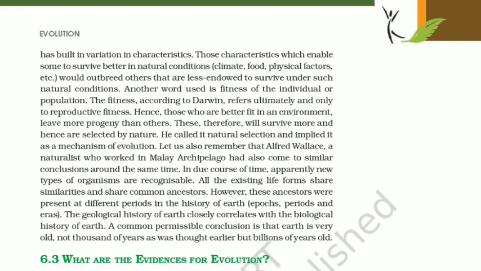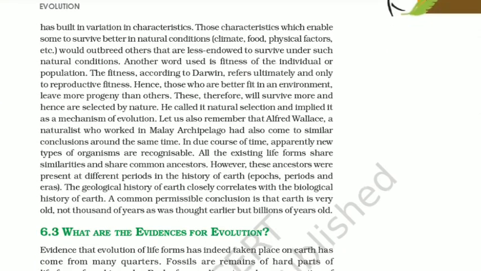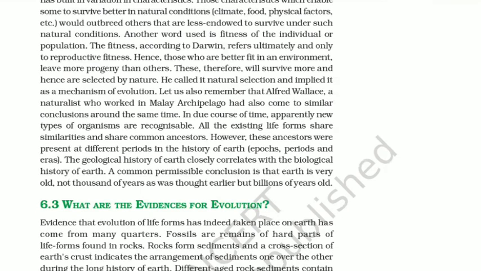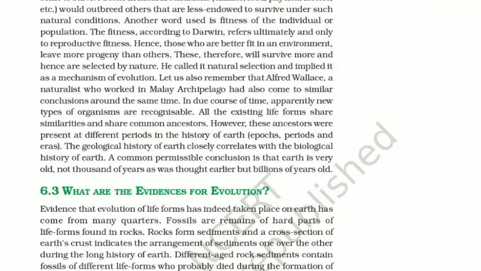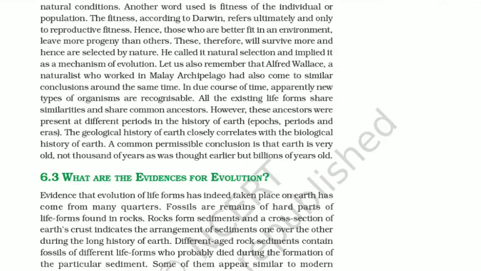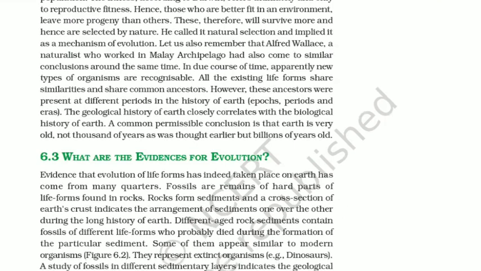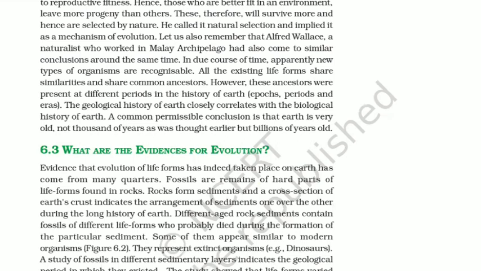Any population has built-in variation in characteristics. Those characteristics which enable some to survive better in natural conditions, that is climate, food, physical factors, etc., would outwit others that are less endowed to survive under such natural conditions. Another word used is fitness of the individual or population. The fitness, according to Darwin, refers ultimately and only to reproductive fitness. Hence, those who are better fit in an environment leave more progeny than others. These, therefore, will survive more and hence are selected by nature. He called it natural selection and implied it as a mechanism of evolution.